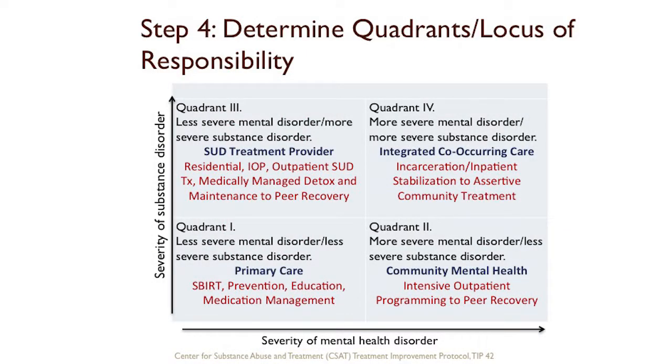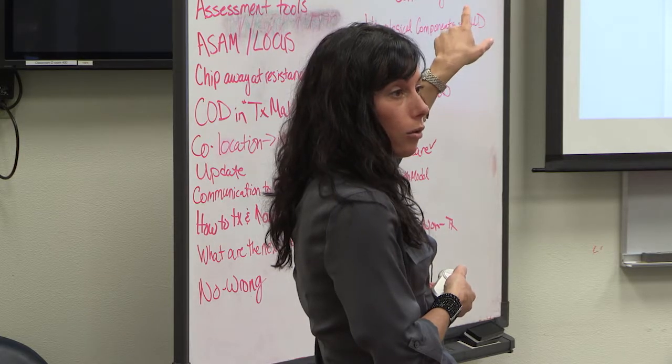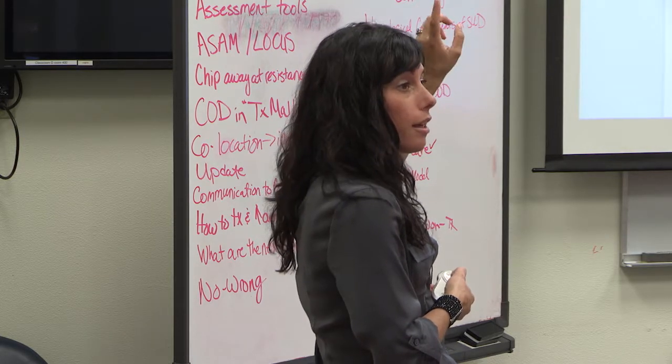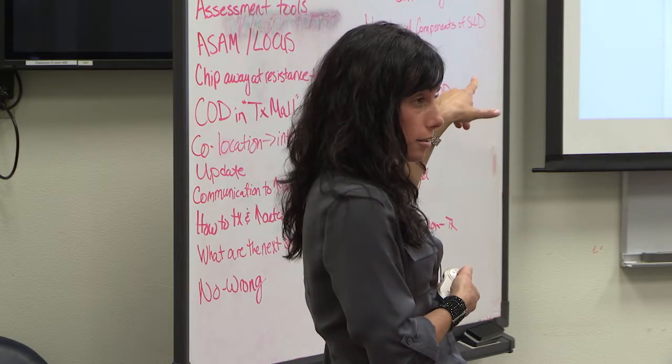So step 4, determine quadrant and locus of responsibility. That's where this comes in. So remember that if an individual has a severe substance use disorder and a relatively stable mental health disorder, a referral to a substance use disorder treatment provider is indicated, mostly because they're the specialists in town that really work with individuals with acute and highly severe and persistent substance use disorder needs.